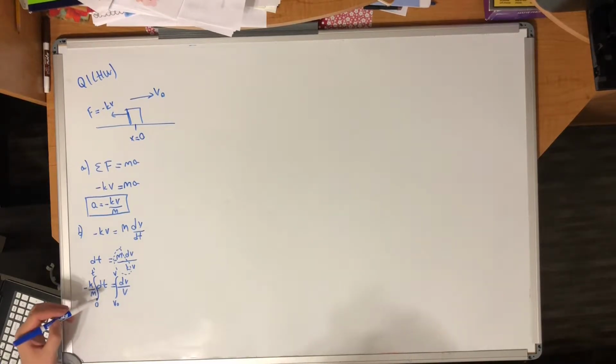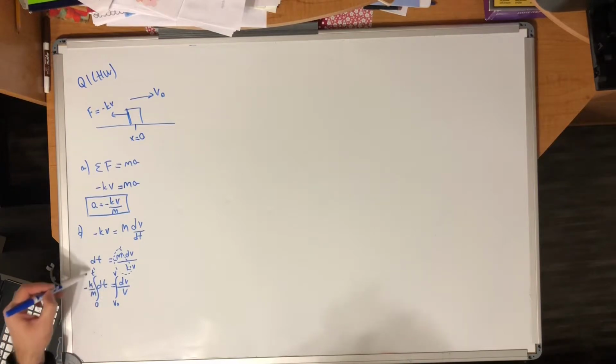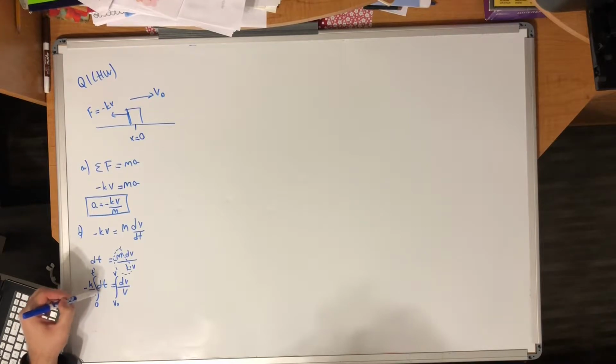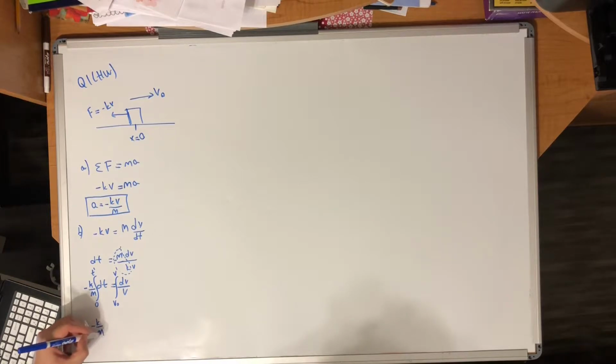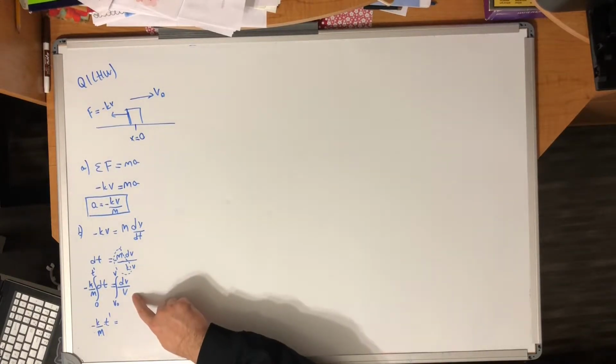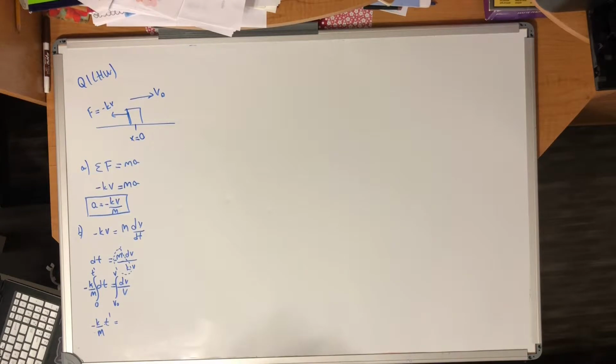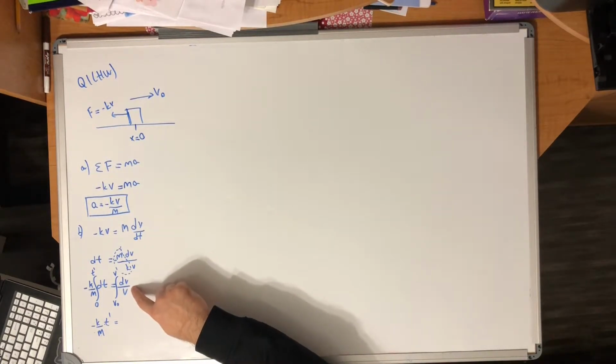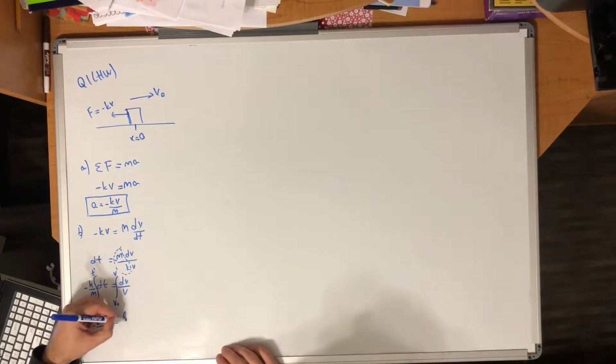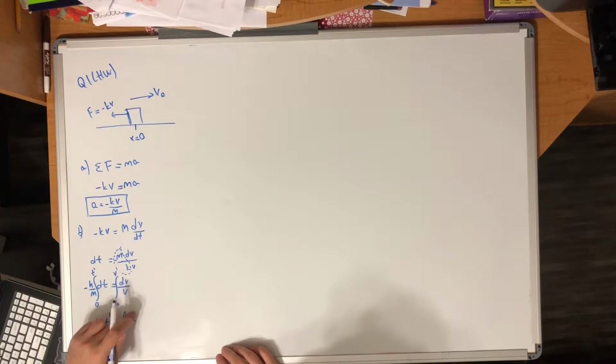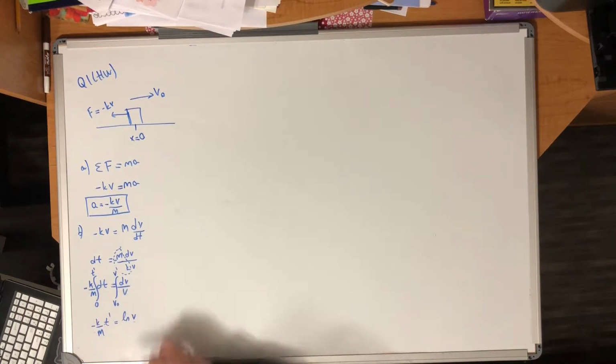Previously I have solved this one already, so I'm not going to go into that much detail. The integral of dt from 0 to t prime with this k over m will just give you t prime. And now, what do you have over here? dv over v. I don't need any substitution, I will just integrate this. And the integral of dv over v will just be ln v. That is the integral of that function.